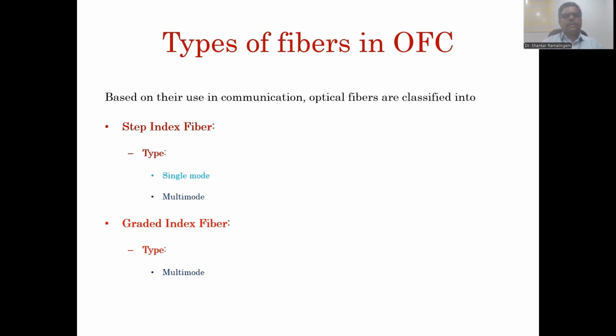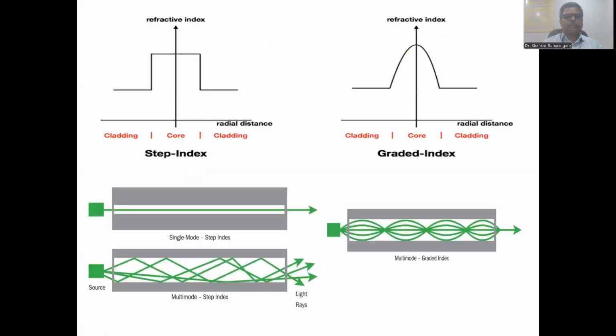So based on the usage in communication, optical fibers can be classified into two types. The first one is step index fiber. The other one is graded index fiber. In step index fiber, we have two further types, which are single mode and multi-mode. Whereas in the case of graded index fiber, we have only one type, which is multi-mode. So let us see what step index and graded index are through some pictures, right?